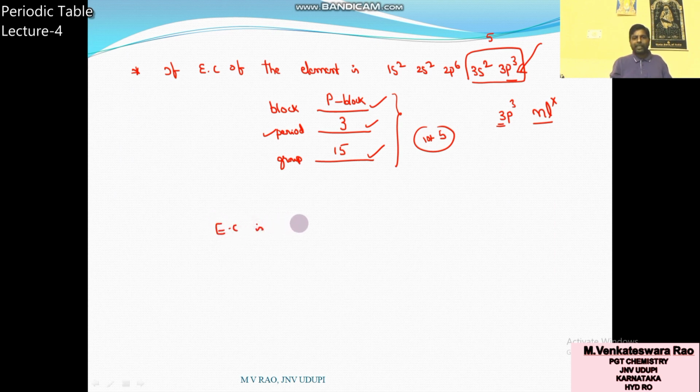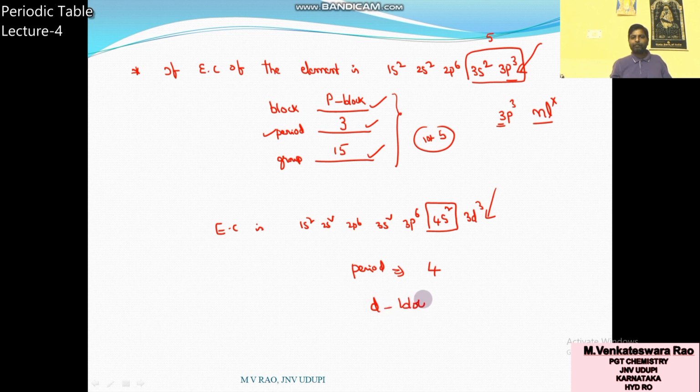I will take one more example. Electronic configuration is 1s2, 2s2, 2p6, 3s2, 3p6, 4s2, 3d3. Here highest principal quantum number is 4, so period is 4. Last electron enters into d block. How many electrons are there in valence shell? 2. In d, 3. So total 5 are there. So its group number is fifth group.